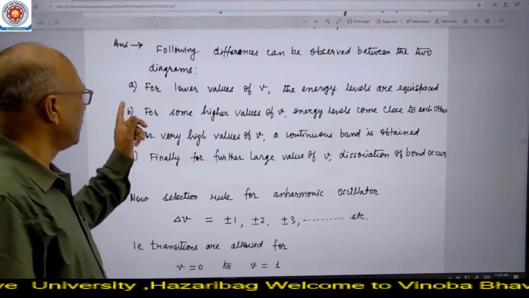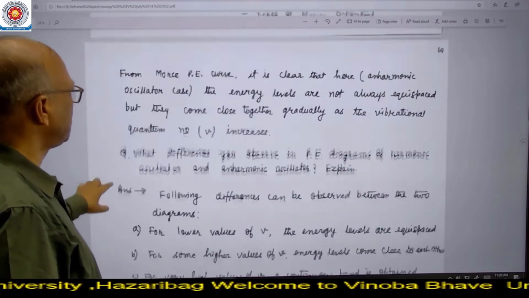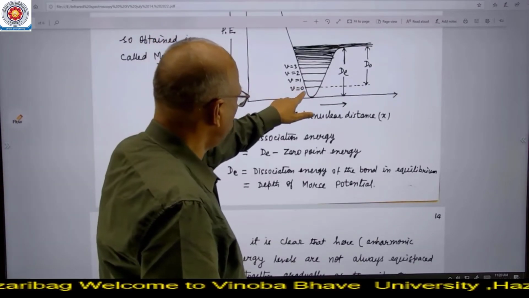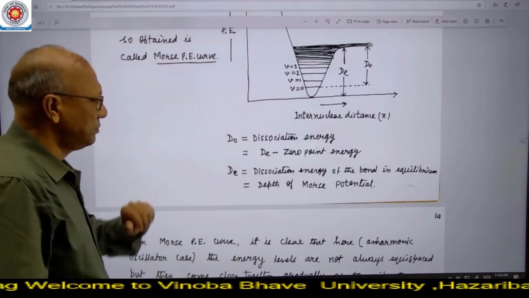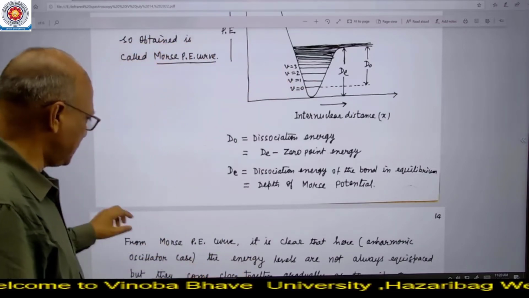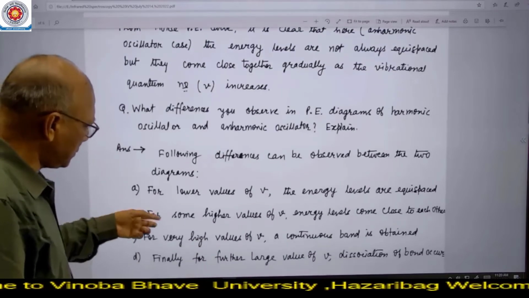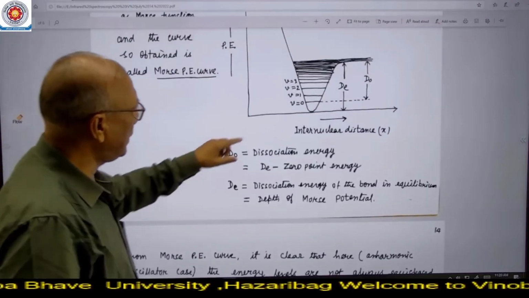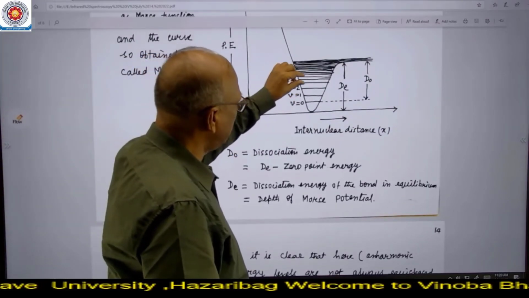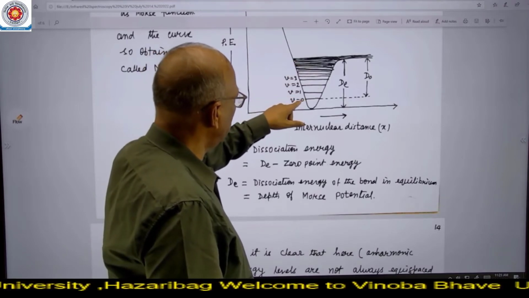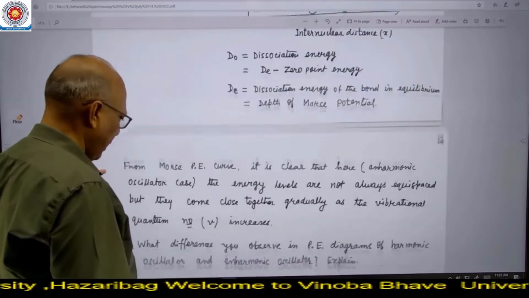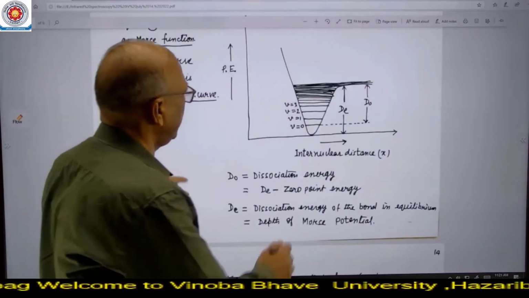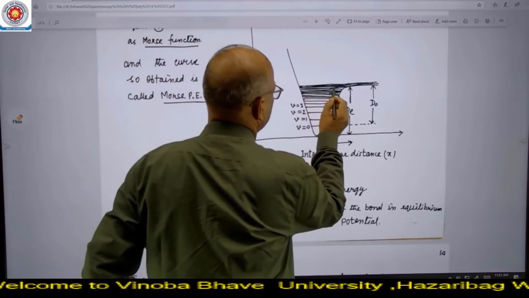So the first point is, for lower values of V, the energy levels are equispaced. For V equal to 0, V equal to 1, and V equal to 2, the energy levels are equispaced. And for some higher values of V, the energy levels come close to each other. For V equal to 3, 4, 5, the energy levels come close together in comparison to V equal to 1, 2, etc. And for very high values of V, a continuous band is obtained in this area.